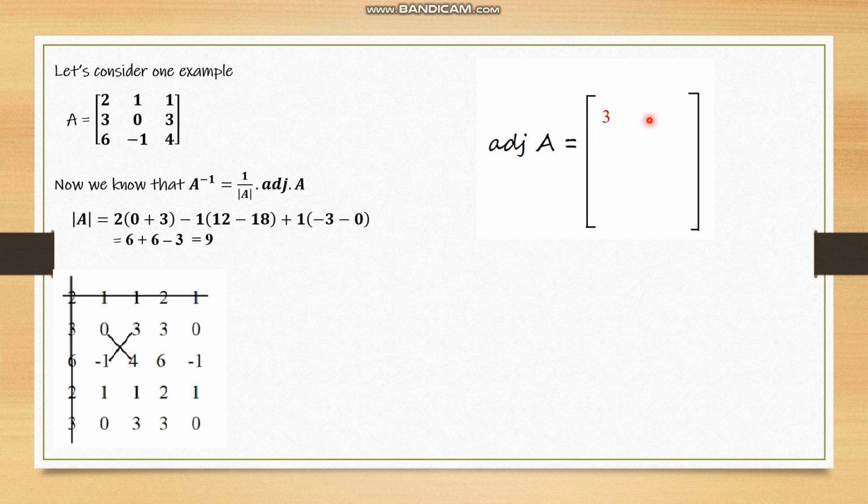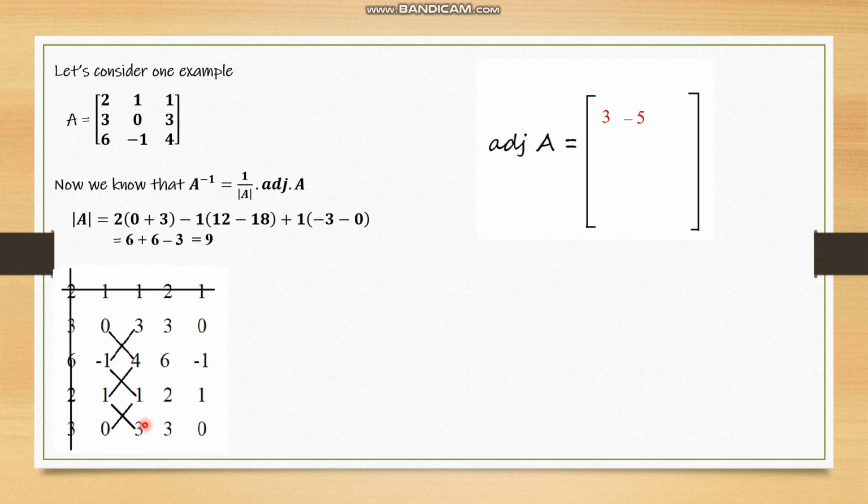Now to find the second element, we have to go column wise, because the adjoint of A is the transpose of the cofactor matrix. So we will go column wise. The next element will be minus 1 into 1, minus 1 into 4, the answer will be minus 5. And the third element will be 1 into 3 minus 0 into 1, that will be 3.